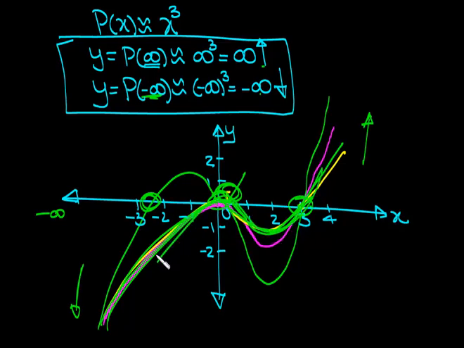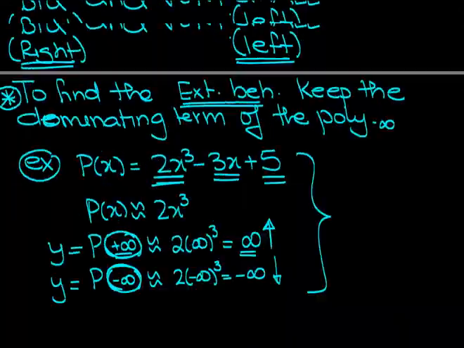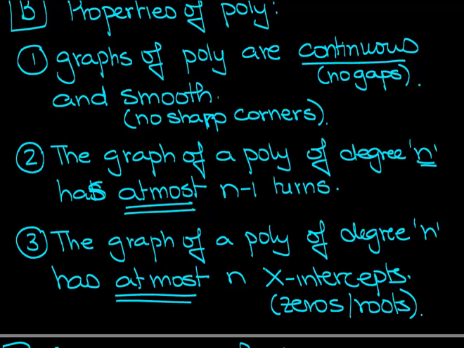What was the degree? The degree was 3, so it should have n minus 1 turns at most. So it had 2 turns. Okay, so that was correct. How many zeros did it have? According to a note earlier, what did we say? The degree was 3 in our case, so it should have at most 3 zeros.